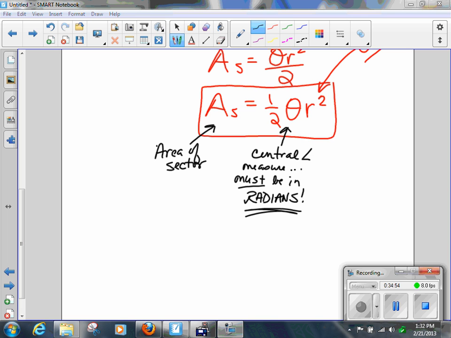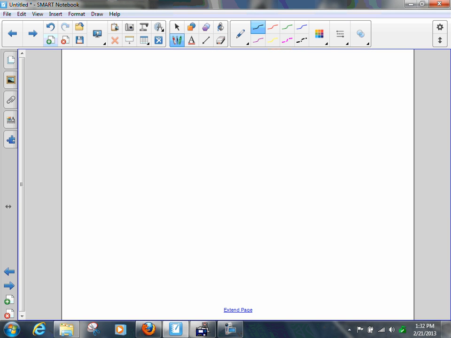Here we go. Find the area. Put it on your card. Theta is always in terms of what? Radians. No matter what we put into theta or what we get out of theta, it's always in terms of what? Radians. Here we go. Look at this problem.